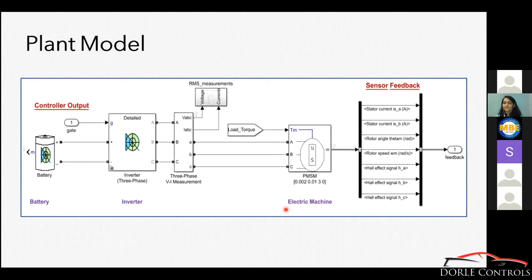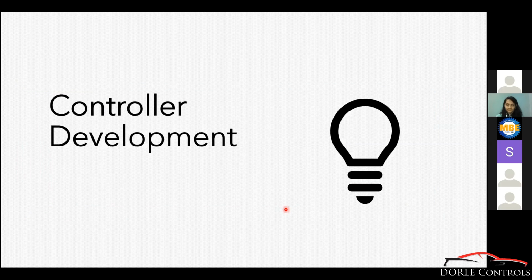The plant model has an electrical machine which is fed by a three-phase inverter, which is supplied by a battery source of 200 volts. It also receives a gate pulse from the FOC controller, and the outputs of the machine are then fed back to the FOC controller model. Next we can take a look at the controller development.